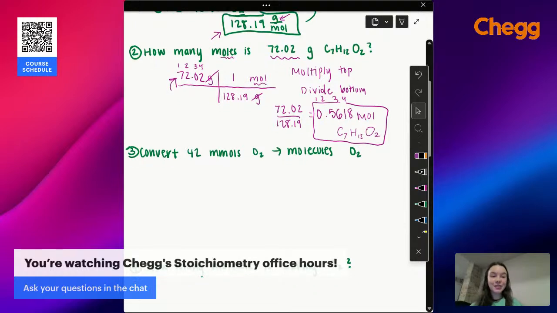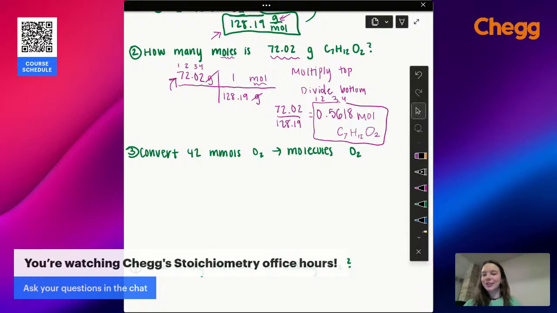All right, now we are going to go on to problem 3. We want to convert 42 millimoles of oxygen to molecules. So this is going to take a few steps, and it's probably going to be a 2-step. We need to know an important number that's very important to chemistry and stoichiometry. It's called Avogadro's number. Does anybody know what Avogadro's number is? I'm going to give you all about 10 seconds to tell me what that number is. It's very, very important.